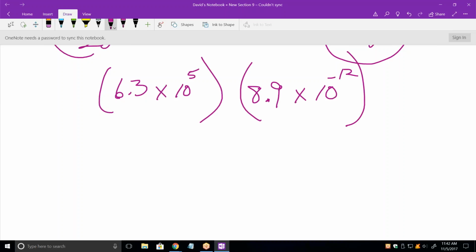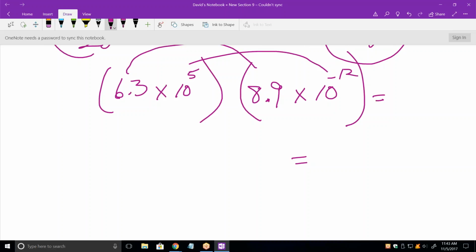All right. These look harder than they are. You multiply that part together, and then you multiply that part together, and that's your answer. So using your calculator, tell me what 6.3 times 8.9 is. Okay, with the calculator, you want me to tell you what 6.3 times 8.9 is? Yeah.